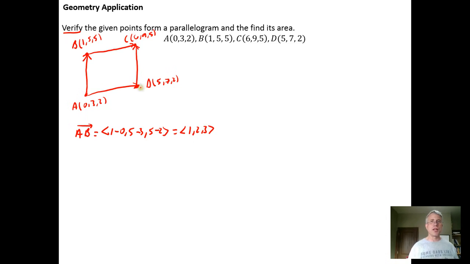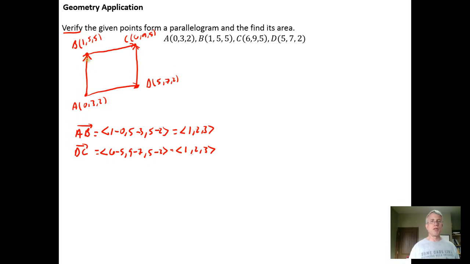And then we'll just calculate the vector from D to C to verify that they're the same vector. So the vector from D to C is going to be 6 minus 5. Remember, it's terminal minus initial. So 6 minus 5, 9 minus 7, and then 5 minus 2. And then we simplify this. We're going to get 1, 2, 3. And because the two vectors are the same, they have the same length, and they are parallel.